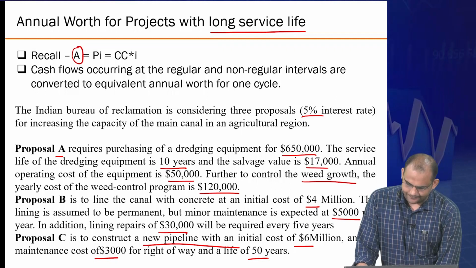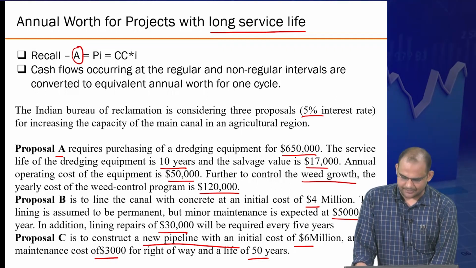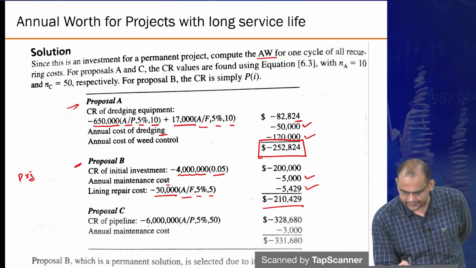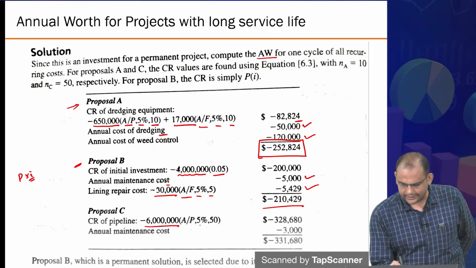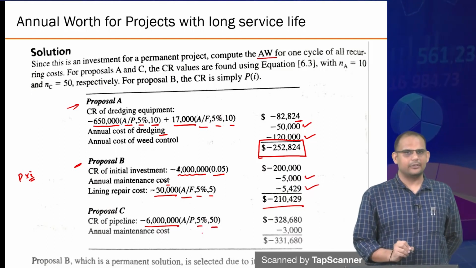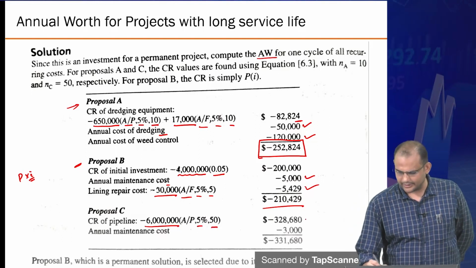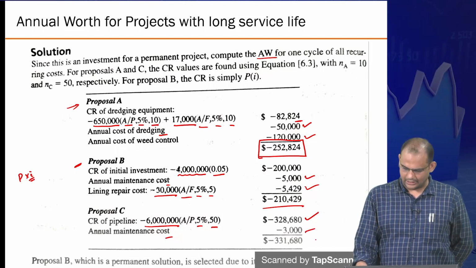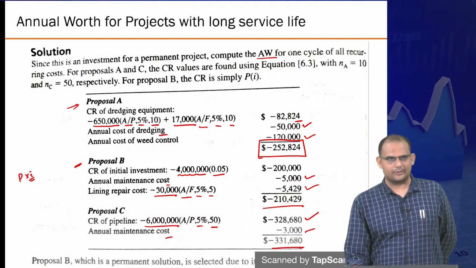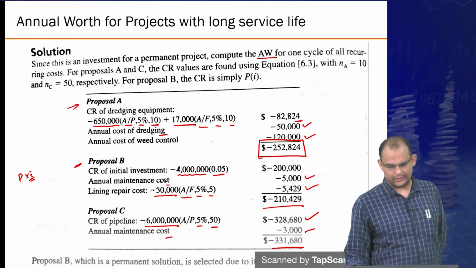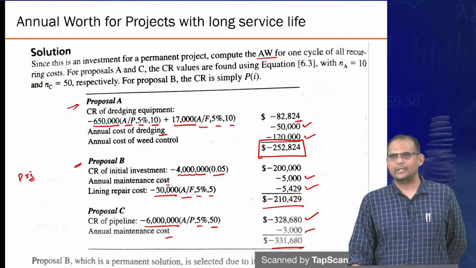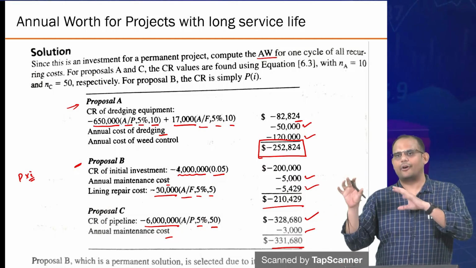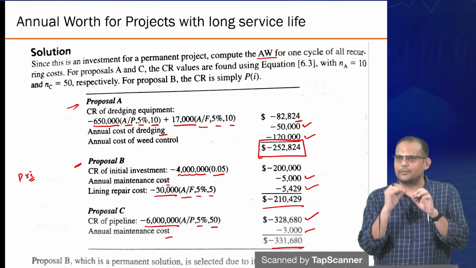Now proposal C, construct a new pipeline with 6 million, annual maintenance 3,000, right of way of 50 years. So here you are taking this 6 million, you are distributing that equivalent A value till 50 years using the A/P formula. You get this answer. Annual maintenance cost of another $3,000. The total comes out to be $331,680. Making sense? How the long capitalized cost formula is also sometimes useful to make your life simpler.